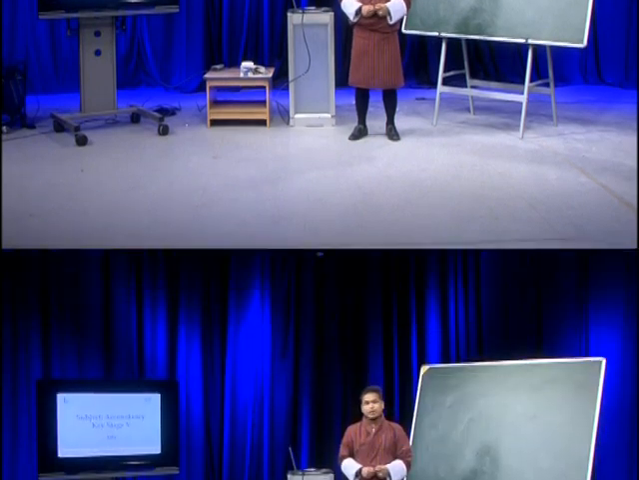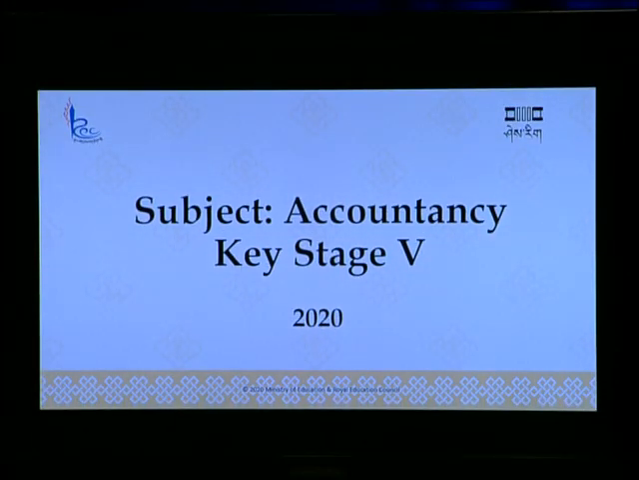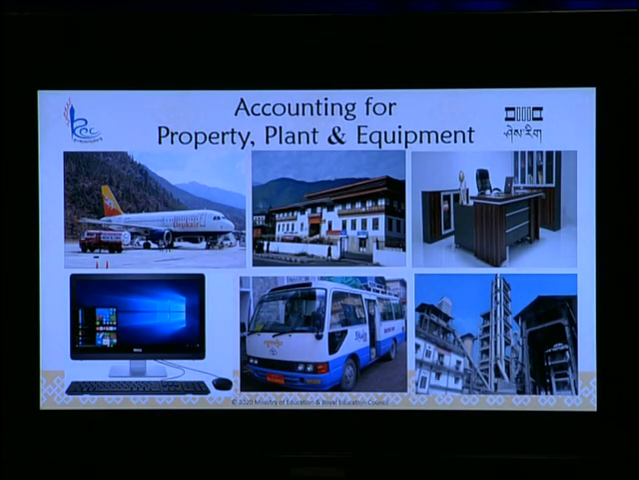My subject is Accountancy and key stage is 5, which is for classes 11 and 12. In this lesson, I will be talking about accounting for property, plant and equipment. In short, we call this property, plant and equipment as PP&E. It is the acronym for property, plant and equipment.